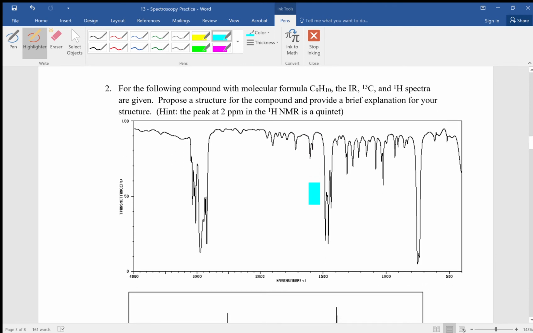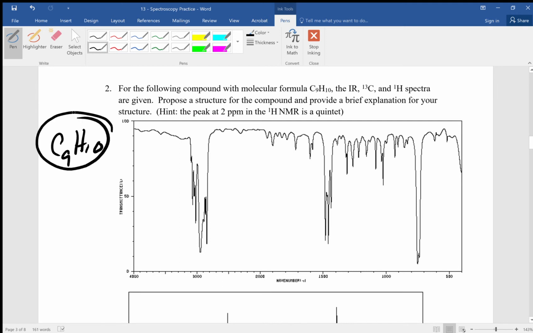All right, let's go on to number 2. Our formula here is C9H10. So how many degrees of unsaturation? We get a total of 5. So again, fairly likely that we have an aromatic ring.